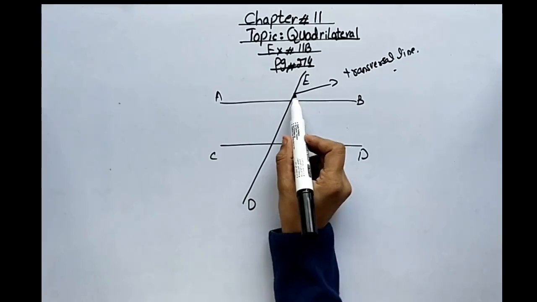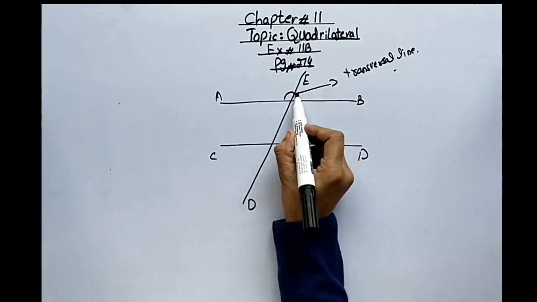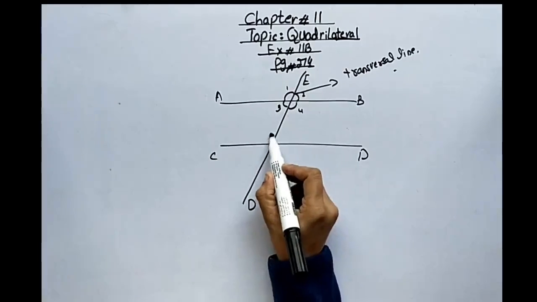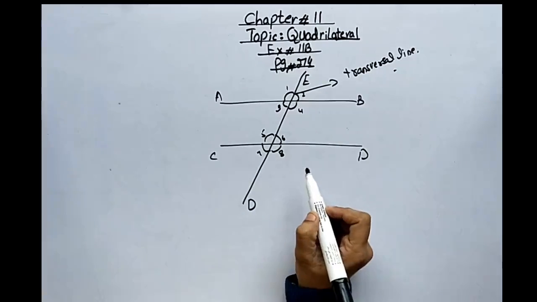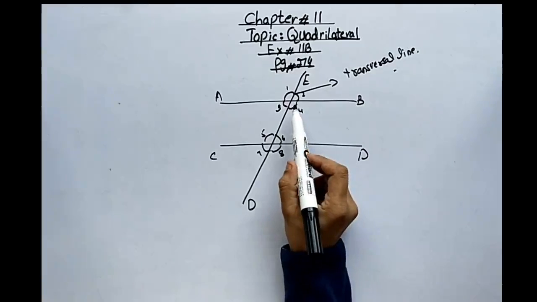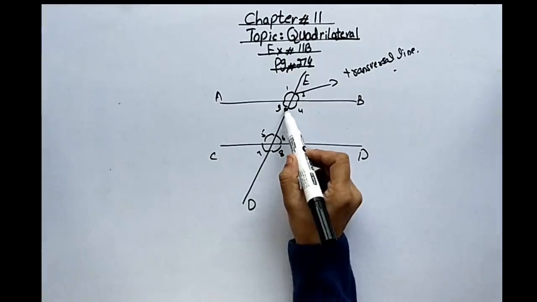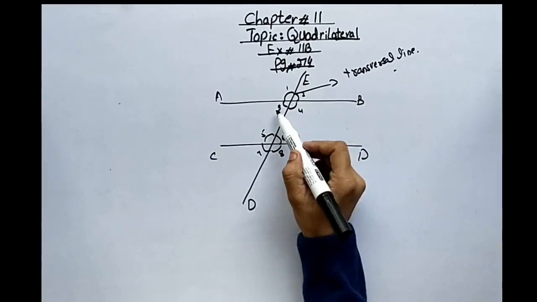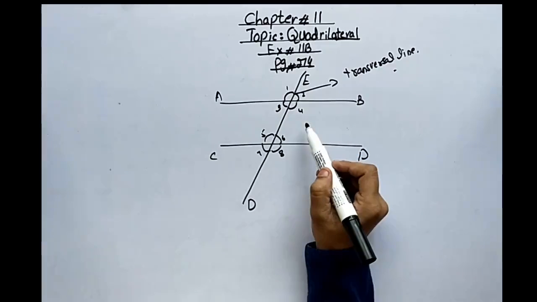So look here, due to this transversal line, there are 8 angles being made: 1, 2, 3, 4, 5, 6, 7 and 8. Now how many angles are exterior angles and how many are interior? Interior means inside angles. The angles between these two parallel lines are called interior. It means angle 3, angle 4, angle 5, angle 6. These 4 angles are interior angles.